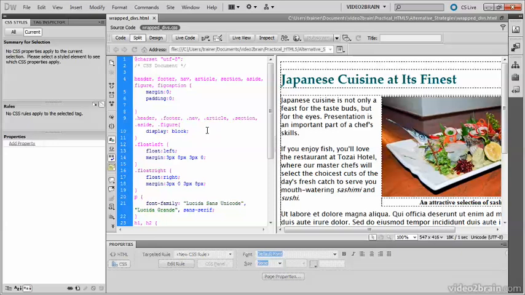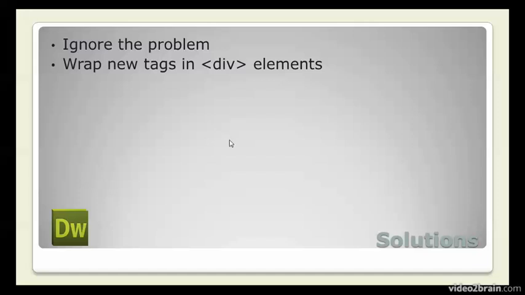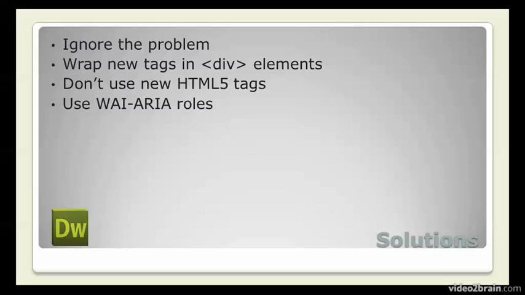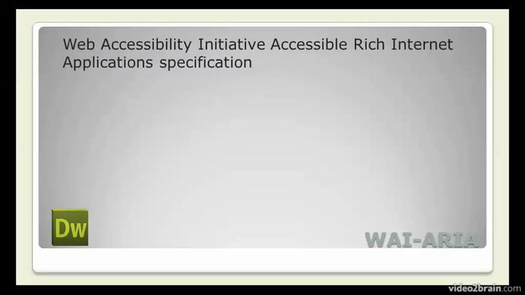I think that this all works very fine in principle, but maybe it's a little bit of overkill. So what other solutions might there be? Well, the first one is not to use the new HTML5 tags, and the alternative is to use ARIA roles. ARIA stands for Web Accessibility Initiative Accessible Rich Internet Applications specification. It's a bit of a mouthful, that's why people call it ARIA.